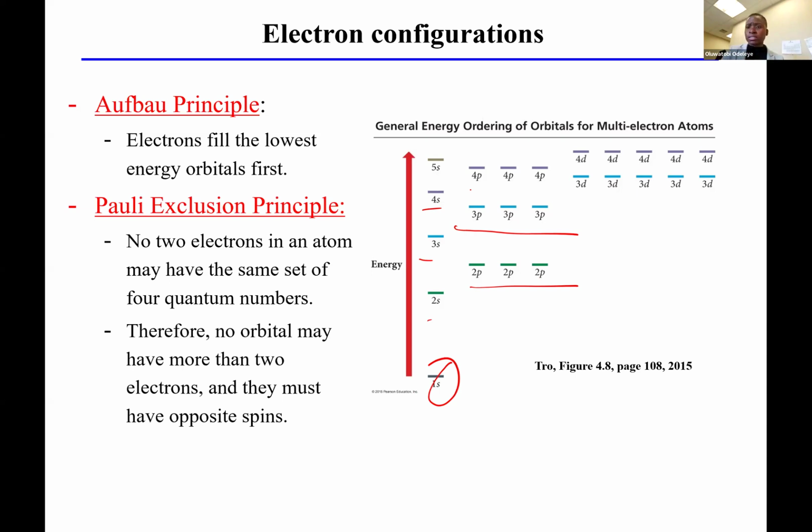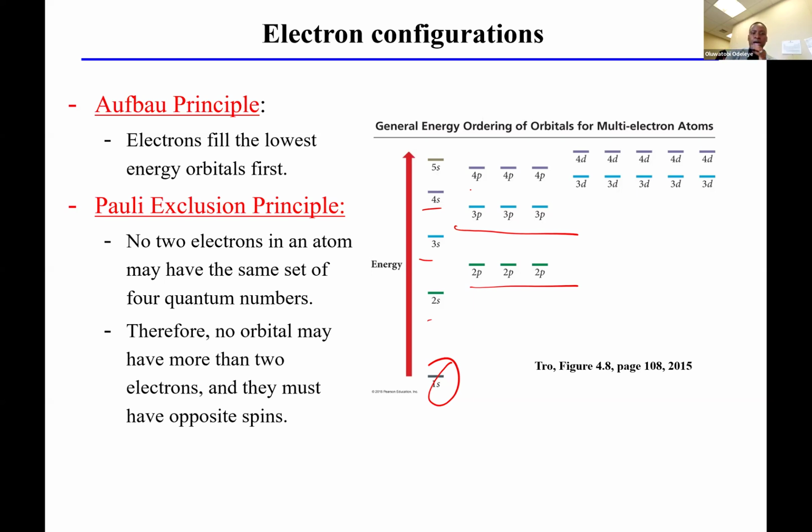The second is the Pauli exclusion principle. Remember, it says each orbital can have a maximum of 2 electrons, and no 2 electrons will have the same 4 quantum numbers. So the principal quantum number n can be the same, l can be the same, m sub l can be the same, but m sub s will have to be different.